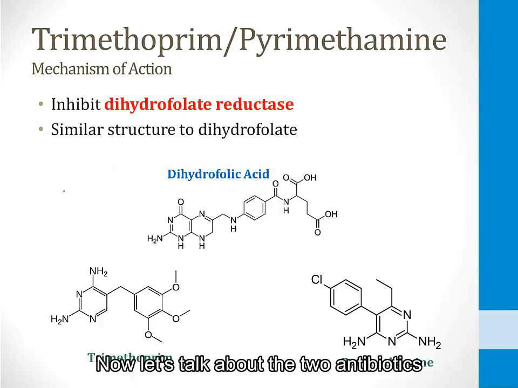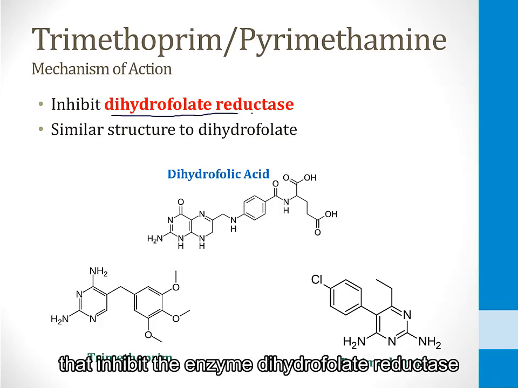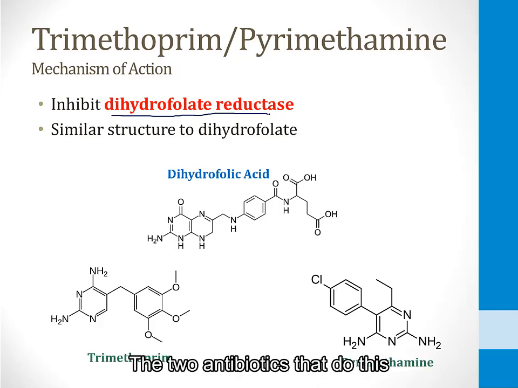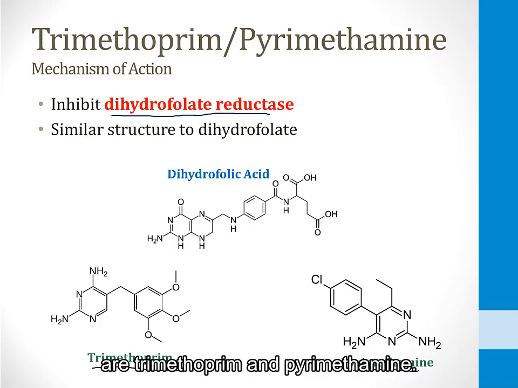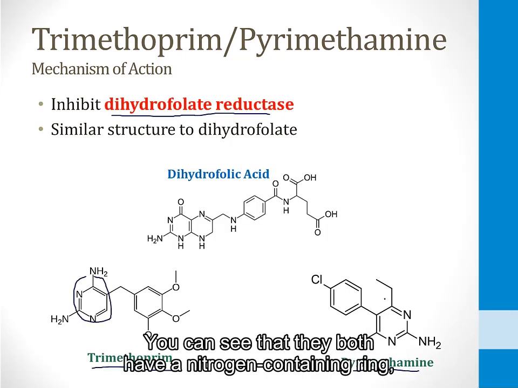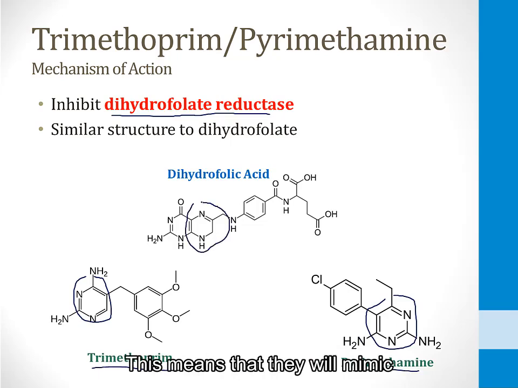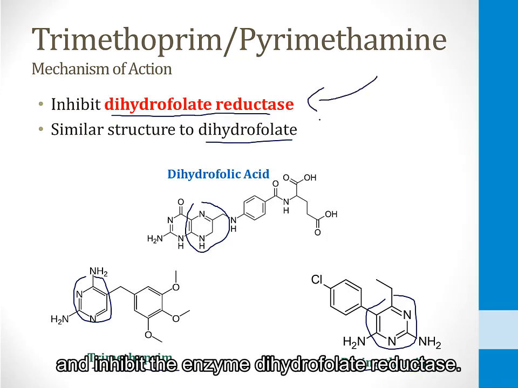Now let's talk about the two antibiotics that inhibit the enzyme dihydrofolate reductase in the bacterial folate synthesis pathway. The two antibiotics that do this are trimethoprim and pyrimethamine. You can see that they both have a nitrogen-containing ring similar to the nitrogen-containing ring in dihydrofolic acid. This means that they will mimic the structure of dihydrofolate and inhibit the enzyme dihydrofolate reductase.